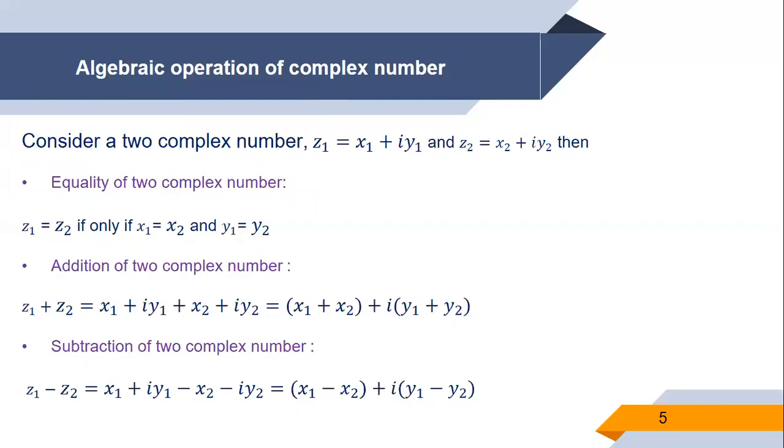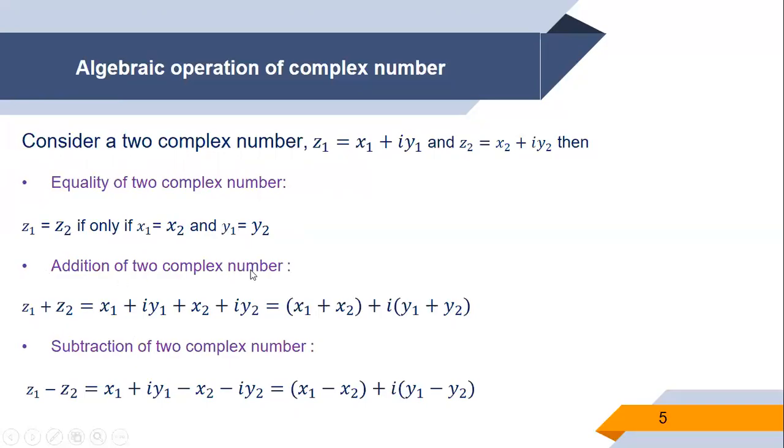Then the equality of two complex numbers, that means z1 is equal to z2, if and only if the real part x1 is equal to the real part x2. That means x1 is the real part of z1, x2 is the real part of z2, so both are the same, and the imaginary part y1 is equal to y2. So if z1 is equal to z2, then the real parts are the same and the imaginary parts are the same.